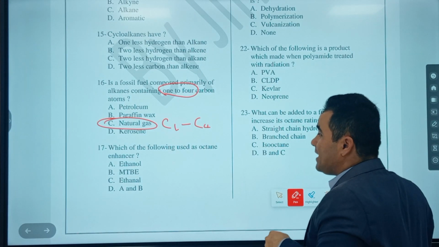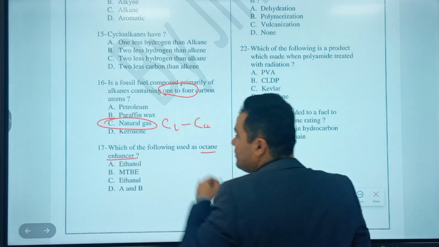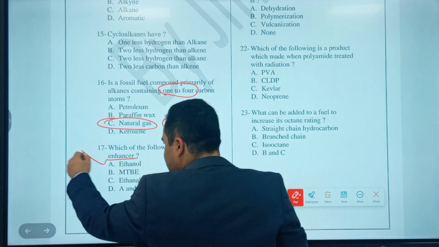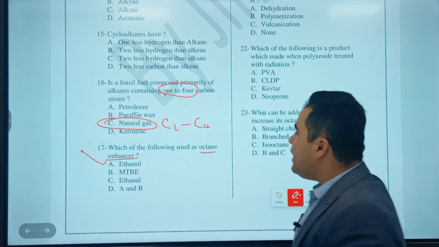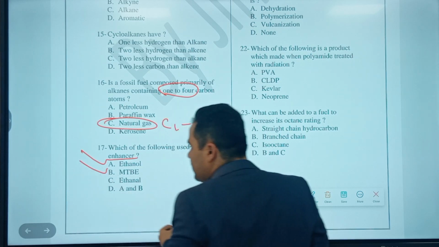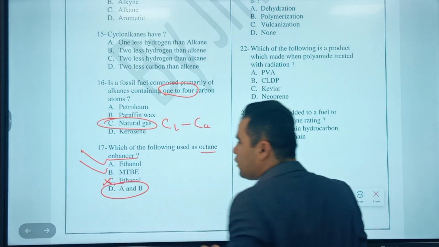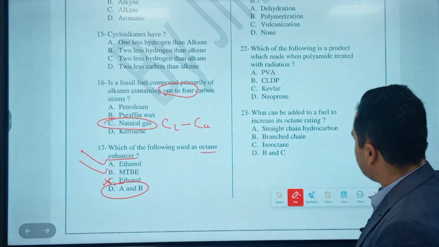Which of the following is used as an octane enhancer? Ethanol, can it be used? Yes. MTBE, yes, can be used. Ethanol, no. But A and B is the correct answer. So D is the correct answer.